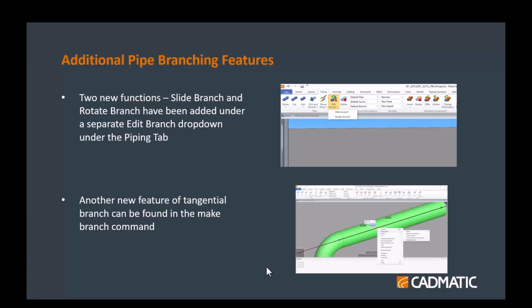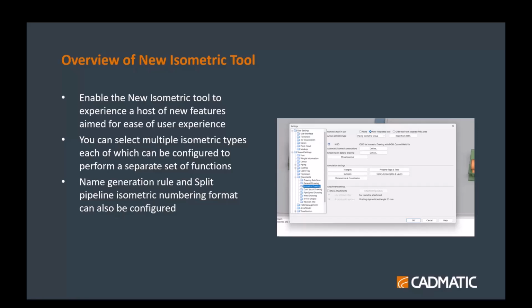Having looked at the features that were aimed towards the pipe branching, let us move ahead and have a look at the revolutionary new feature of the new isometric tool. Now, in order to use the new isometric tool, firstly you will have to enable it from the options menu. The new isometric tool brings you a whole lot of new features aimed at ease of user experience.